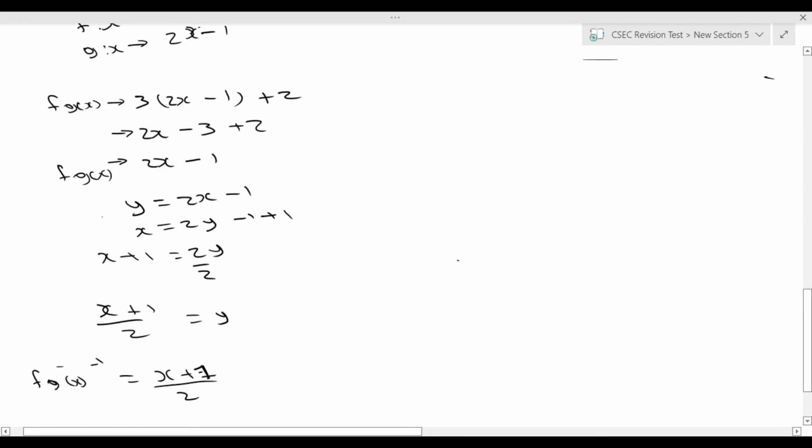Alright, so what we did first was to find our f of g, which we found the composite form of, and we were then asked to find the inverse of that. For the first example that we did, we found the inverse of both functions, and we substituted or found the composite form of them.